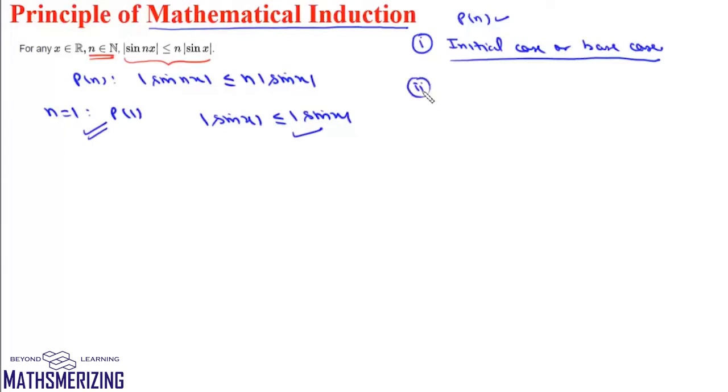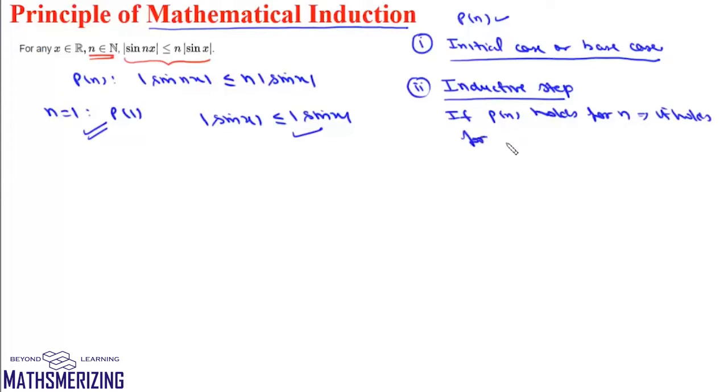Now second step is called the inductive step. Now inductive step is if Pn holds for n, then we need to prove that it holds for Pn plus 1. If any hypothesis satisfies this initial case and it also satisfies this inductive step, then we can say this Pn is true using principle of mathematical induction.